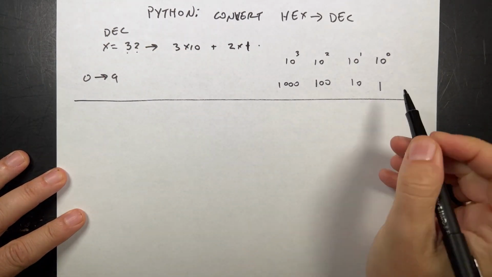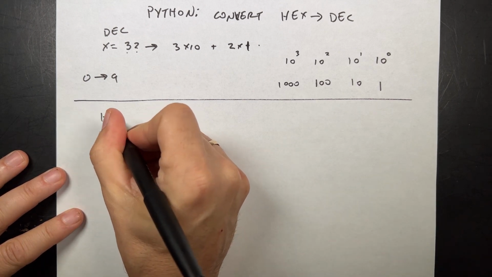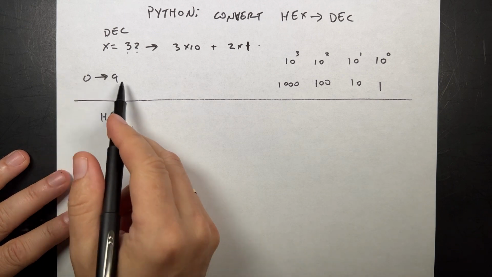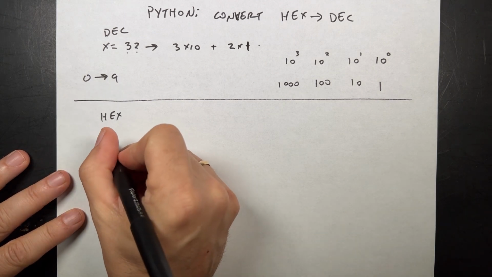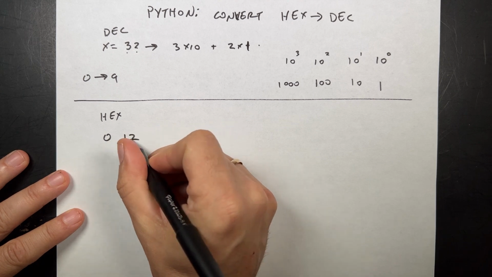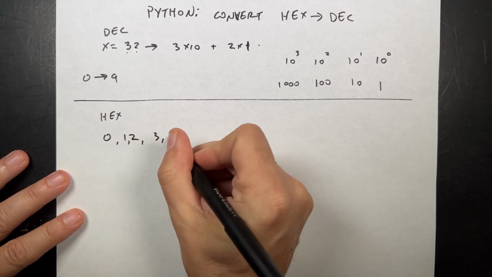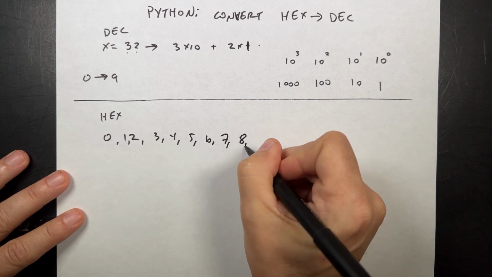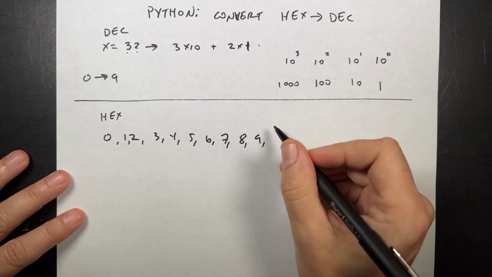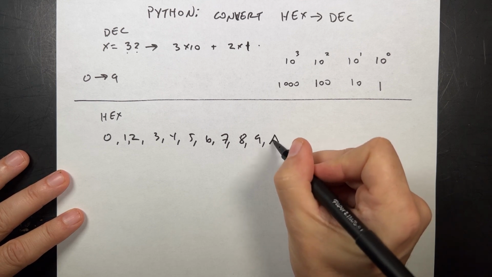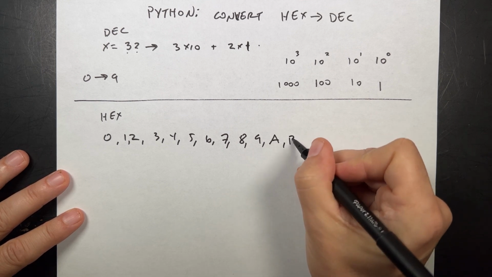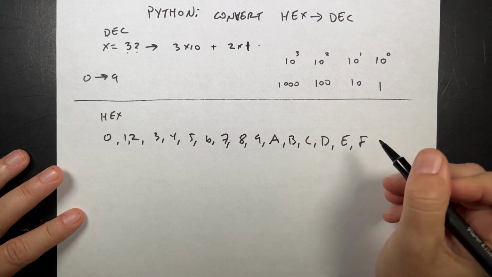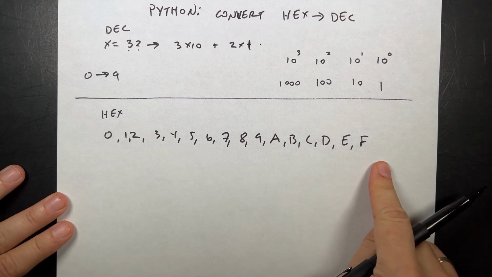Now, in hexadecimal, we have different numbers. We have 16 numbers, not 10. Those are 10 numbers, 0 to 9. We have 0, 1, 2, 3, 4, 5, 6, 7. Yes, I'm counting all the way. 8, 9. Yes, I'm still counting. What comes after 9? A. What comes after A? B, C, D, E, F. So we have more digits.